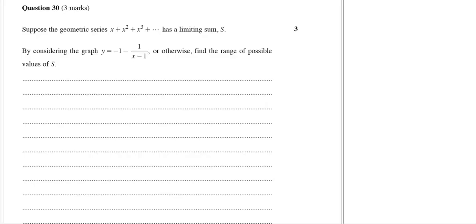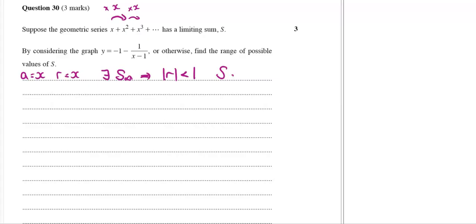Okay, so let's look at what we know about this geometric series. I can see that each time I multiply by x, so I can see that a equals x, I can see that r equals x, and I know it has a limiting sum. So there exists a limiting sum that implies that the absolute value of r must be less than 1.